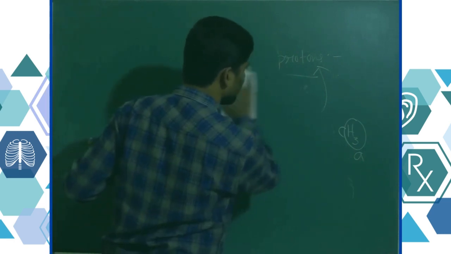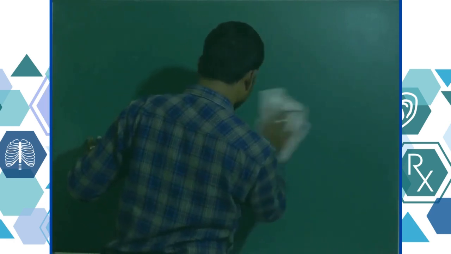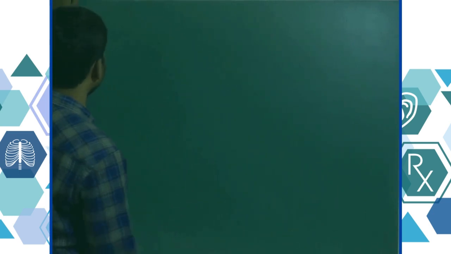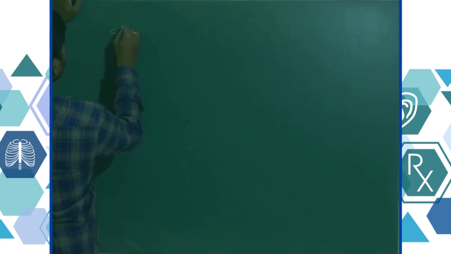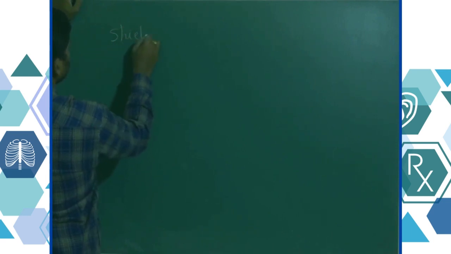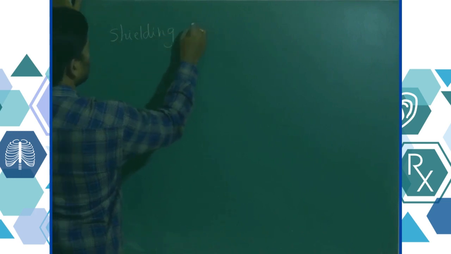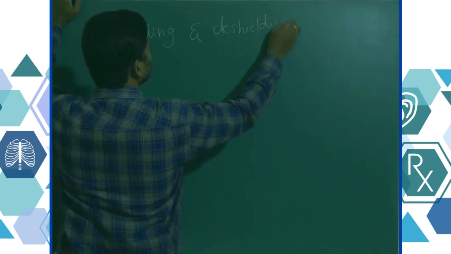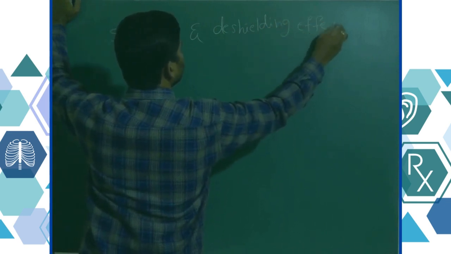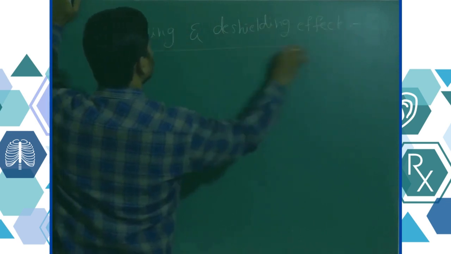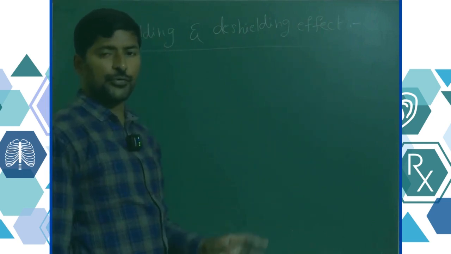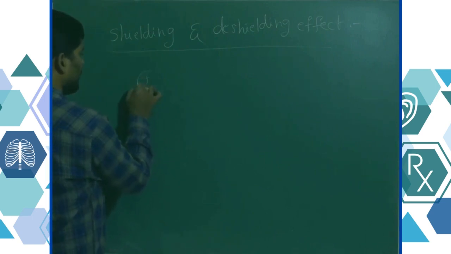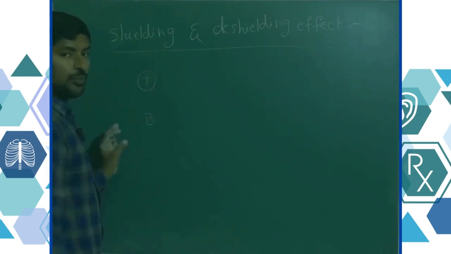This is the concept of chemically equivalent and non-equivalent protons. Okay, so the next one is shielding and de-shielding effect. Here we are studying what? The interaction of radio frequency radiation with nuclei in the presence of a magnetic field. So this is the nuclei we are taking in the presence of a magnetic field.